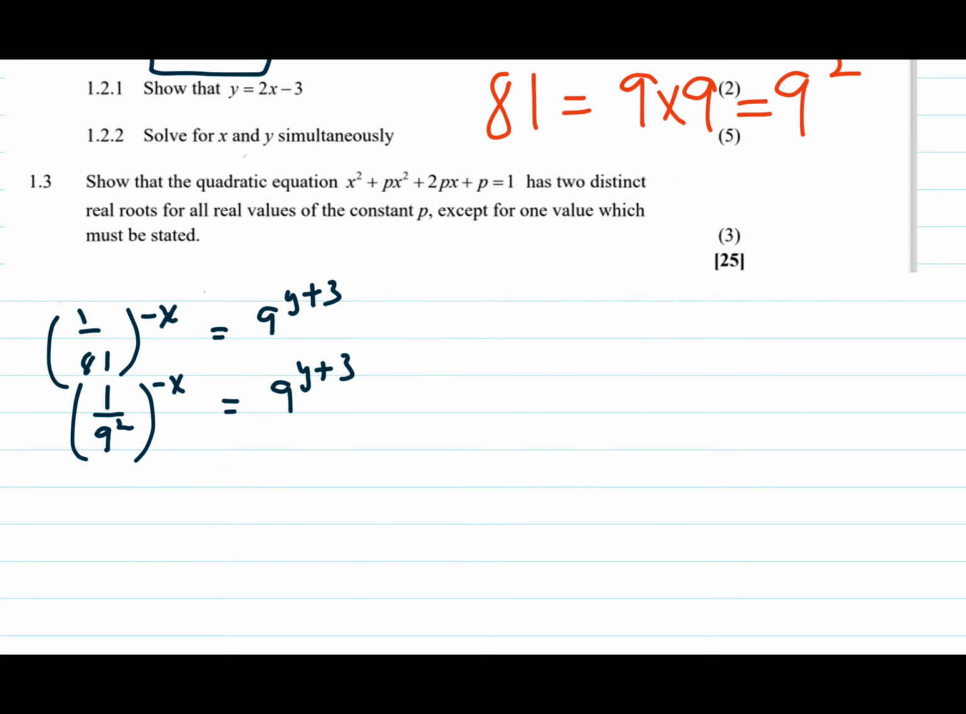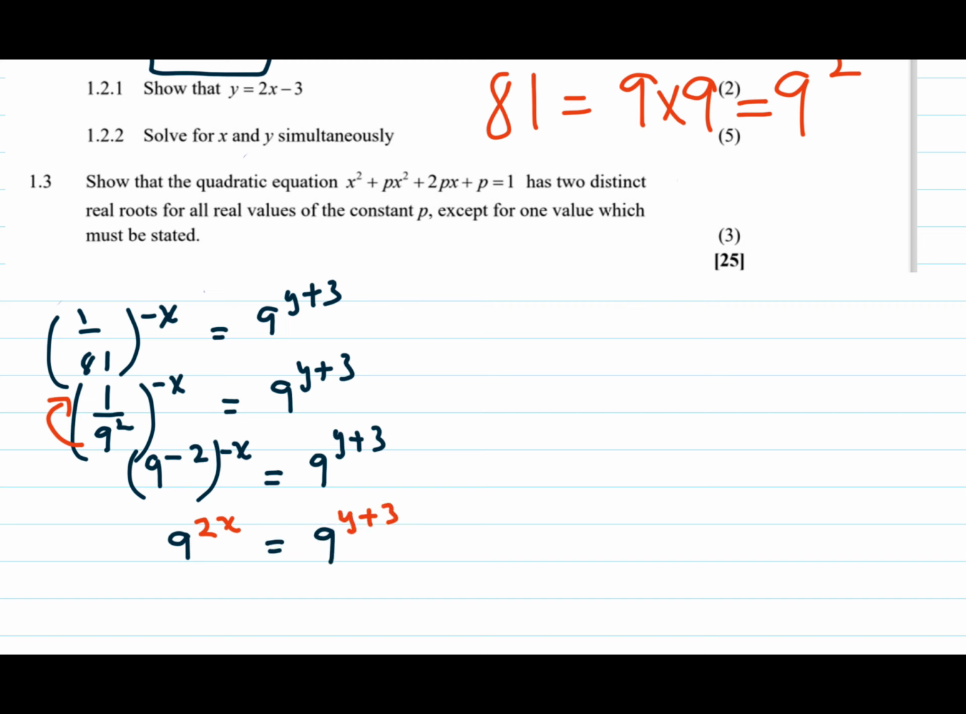So then if we move y up to the numerator, you remember that it's going to change the sign. So it's going to be negative 2. So it's going to be 9 to the power negative 2, all to the power negative x. Now we simplify this. We have negative times negative, which is going to be positive, and then 2 times x is going to be 2x. So it's 9 to the power 2x is equal to 9 to the power y plus 3.